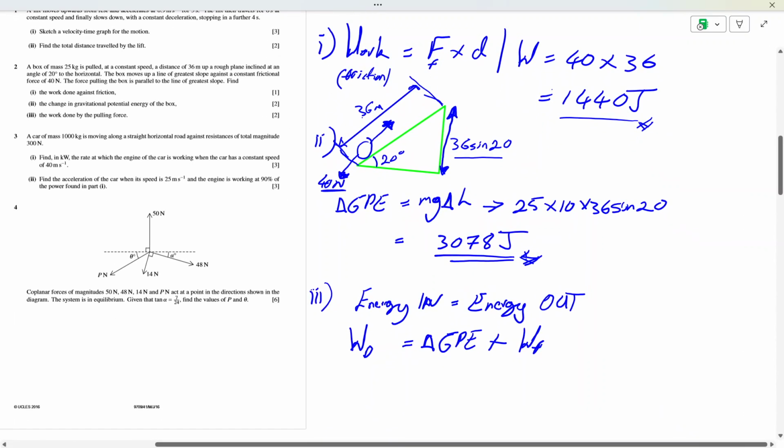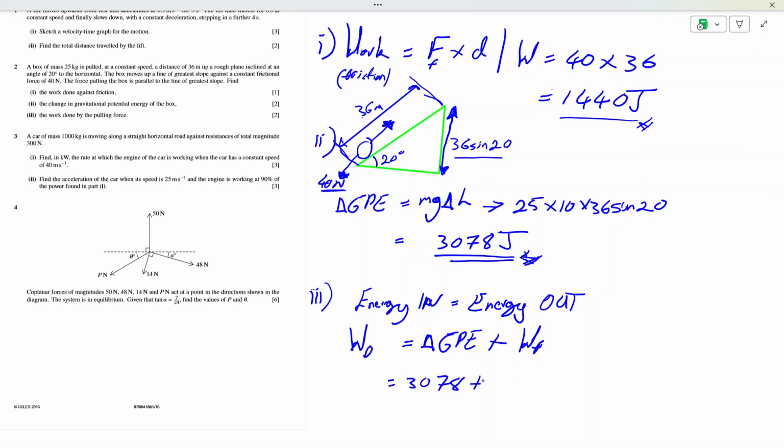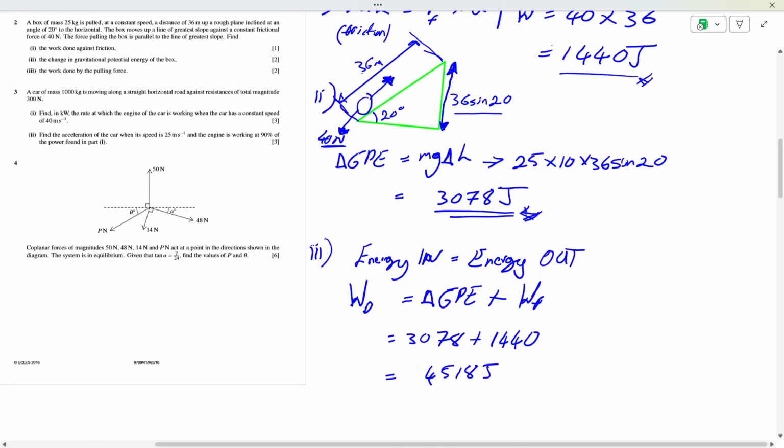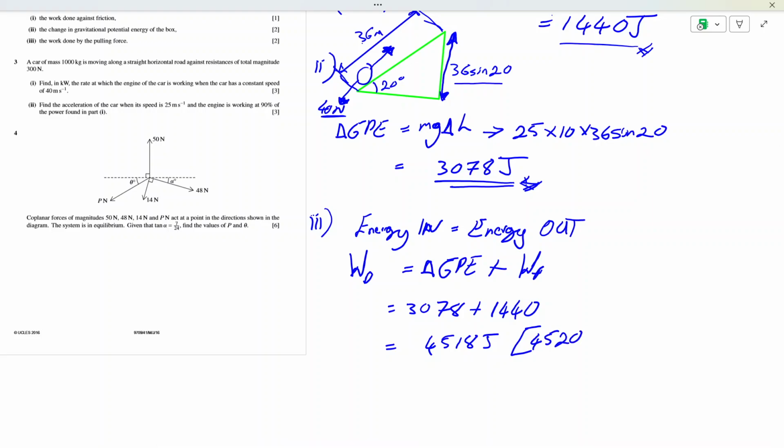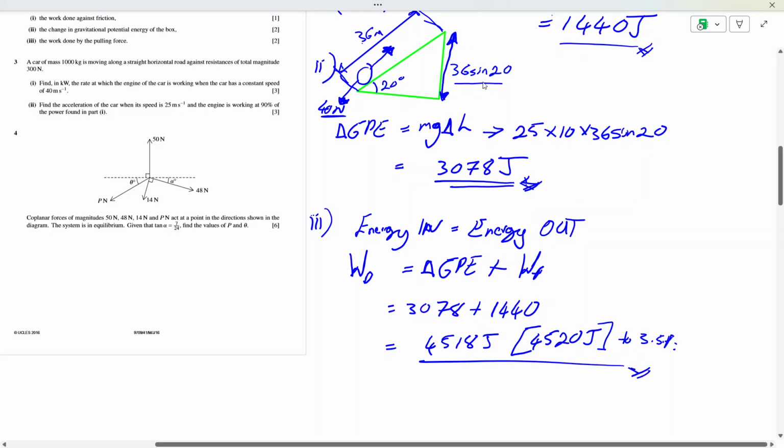And we have our GPE, right? Our GPE is 3078 joules. Then we add that to our work done, which is 1440 joules. And then with that, we're going to get 4518 joules, right? Or you could just round it off to 3 significant figures in this case. Like that. And that's your answer to part 3. All right.